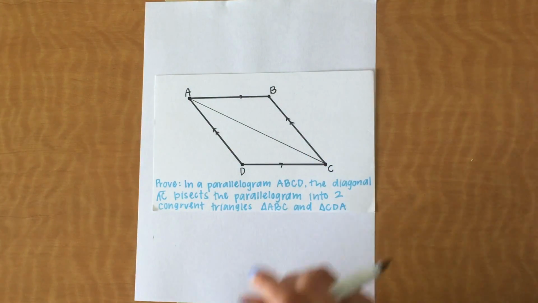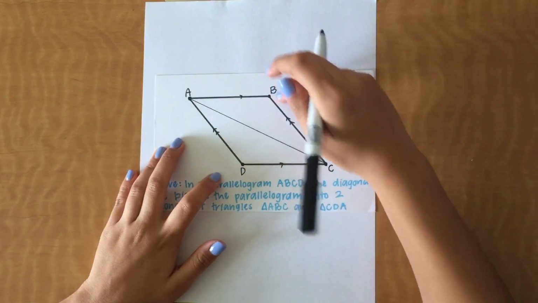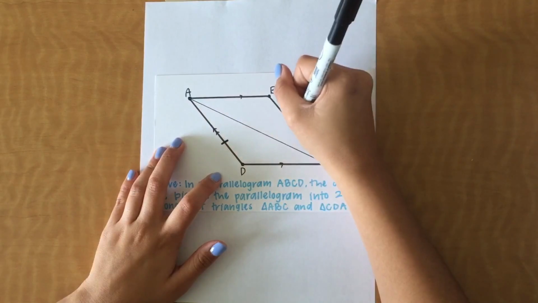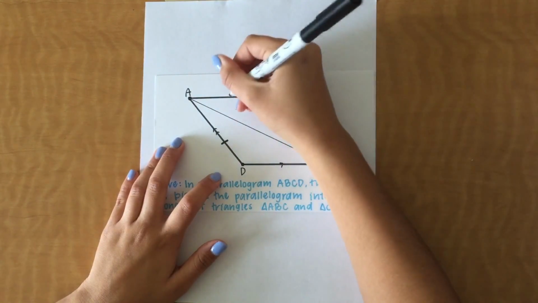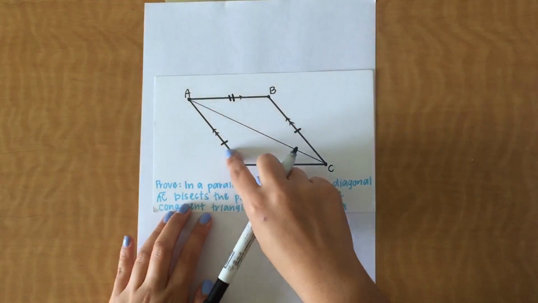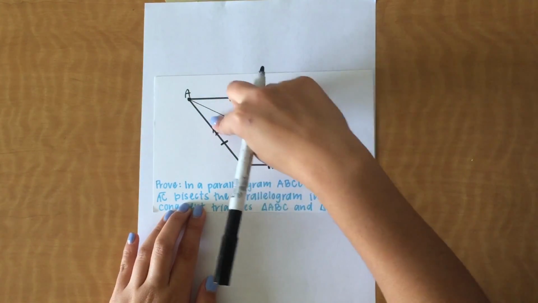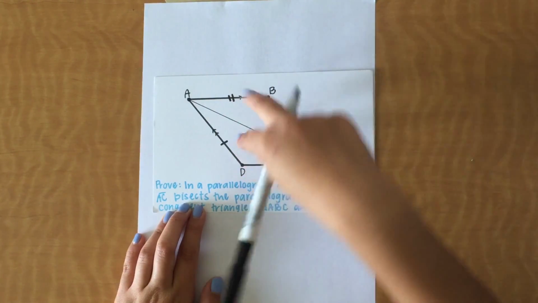So we know that in a parallelogram, the opposite sides are congruent. So AD is congruent to BC. And we know that AB is congruent to DC. So now we have two sides of these triangles that are congruent. So we have these two are congruent and these are congruent.